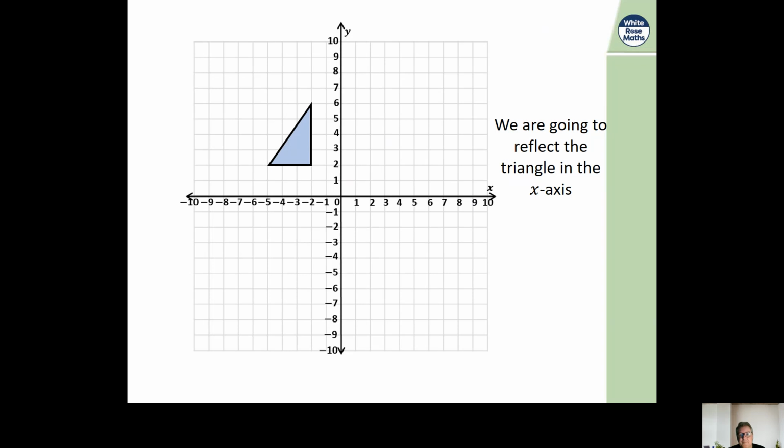Okay, read the question. We are going to reflect the triangle in the x-axis. So the x-axis is across, and the x-axis continues right across. It's the horizontal line. Other than that, the procedure, the method is the same.